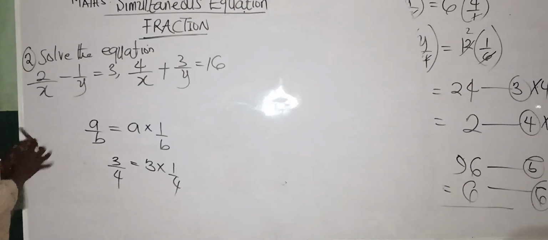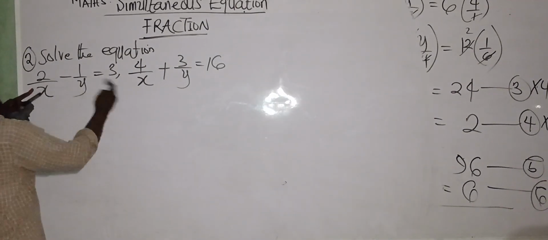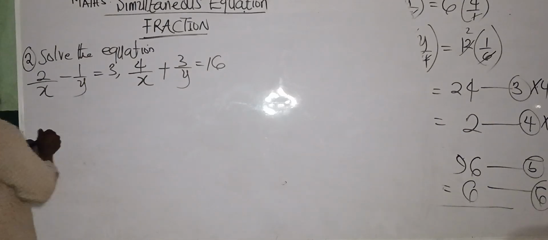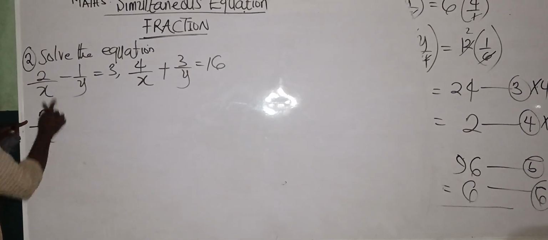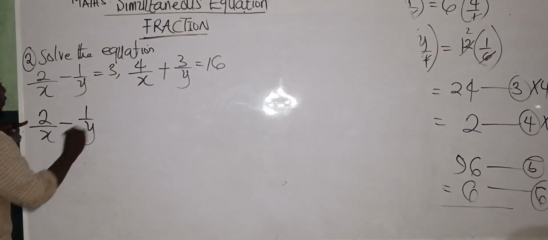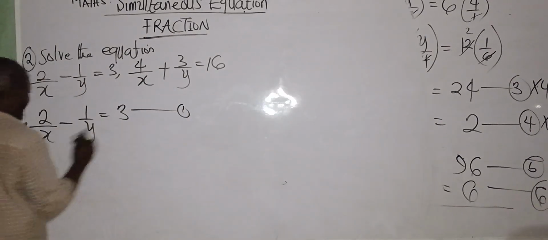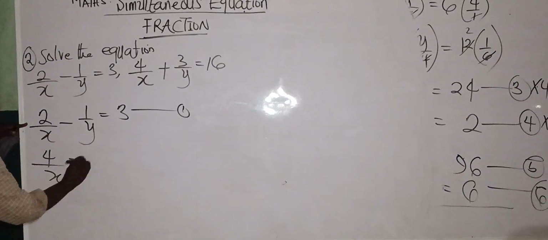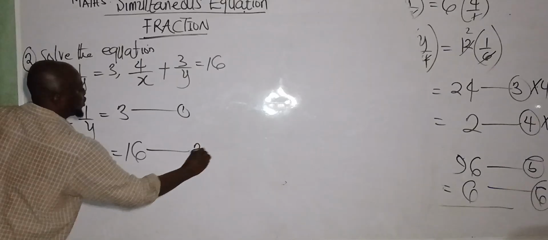So from here, the first thing we are going to do now is to break this number because this is first one, comma, second one. So let's break it down. So first, I have my 2 over x here. I'm writing this one now. Minus 1 over y here. This will give me 3. I'll call this my equation 1. And then bring the other one down. So 4 over x here plus 3 over y here. This will give me 16 as my equation 2.